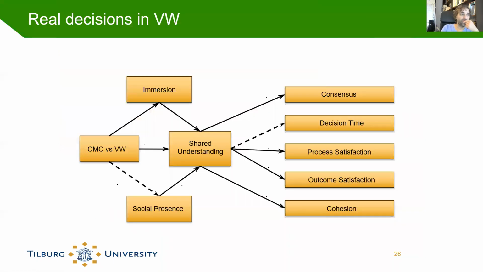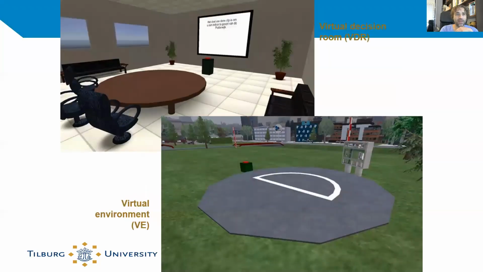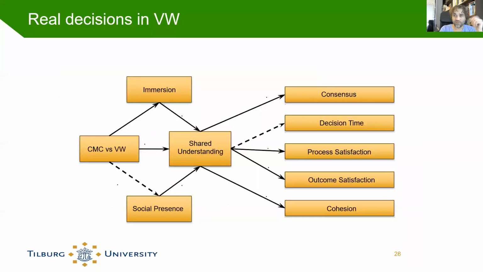So then we thought, okay, what would happen? We focus on immersion and social presence. We thought, okay, this one, bottom right, causes immersion, feeling immersed in the environment, and being represented by an avatar causes you to feel more present. And that, in turn, relates to shared understanding.